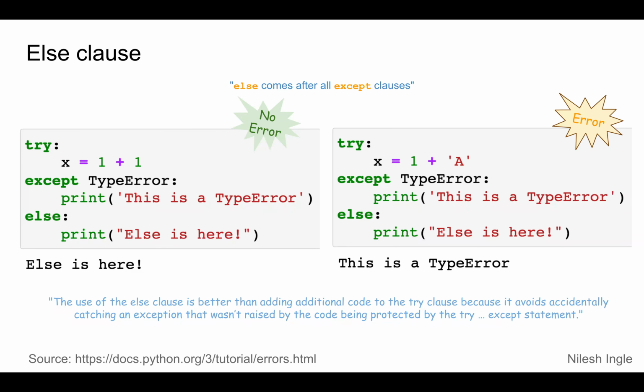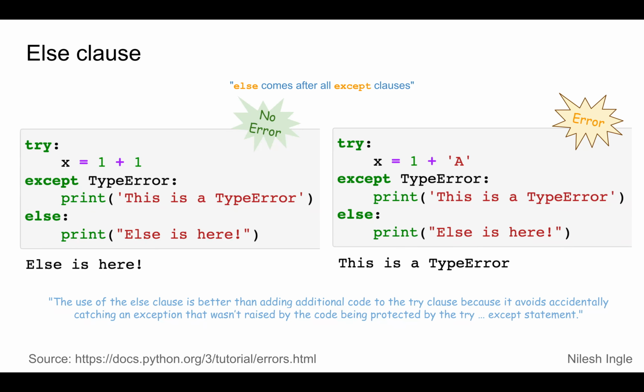So when the try block runs, if there is no error generated, as we would expect on the left hand side, 1 plus 1 is 2, there's no error there, no exception is raised, and so the except block after the try block is ignored, and then the run is passed on to the else block where it will run the code that's inside of the else block. And here we have the print statement, and so in the output what we see is "else is here." That's the print statement inside of the else.